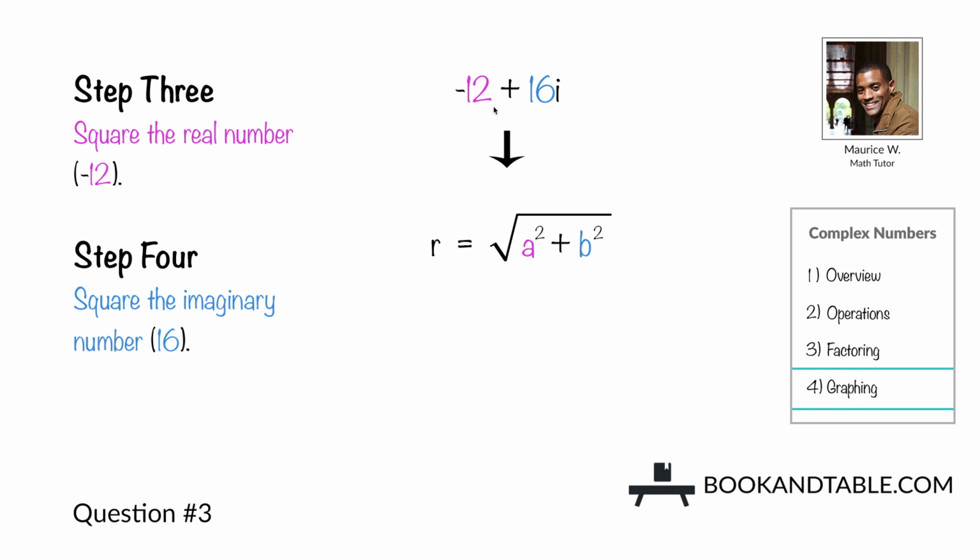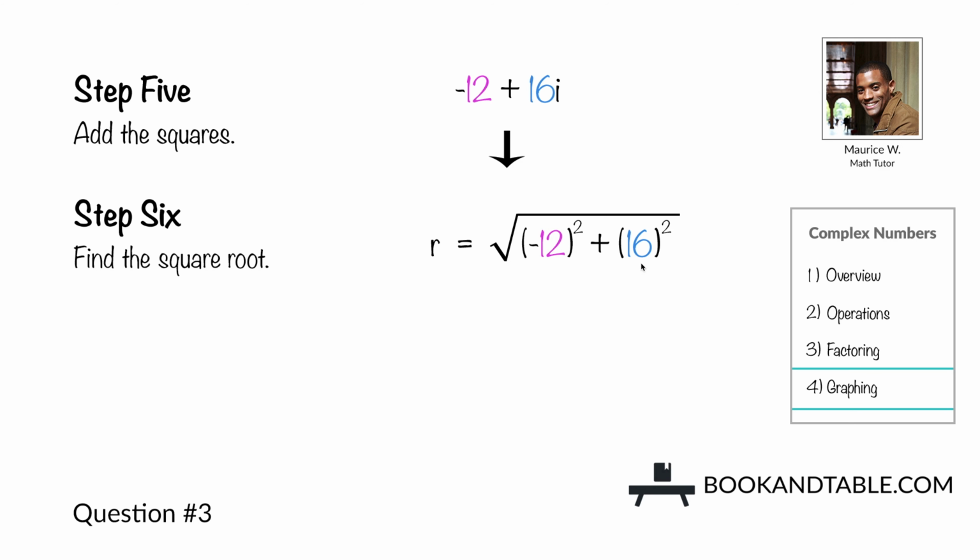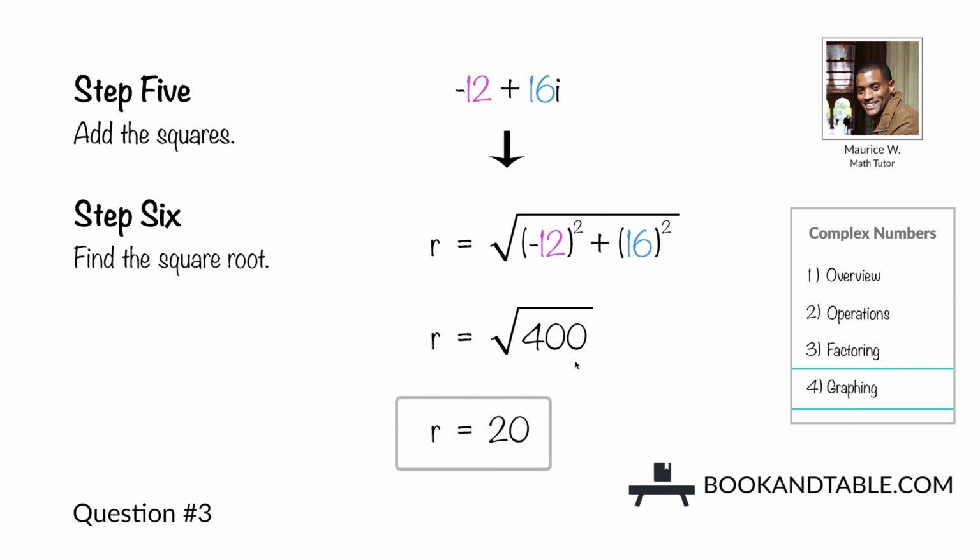So step 3, square the real number, -12. Step 4, square the imaginary number 16. Step 5, you then add the squares and then find the square root. So the modulus is equal to the square root of negative 12 squared, which is 144, plus 16 squared, which is 256. 256 plus 144 is equal to 400. And the square root of 400 is equal to 20. So the modulus for negative 12 plus 16i is equal to 20. So that is how you go about calculating the modulus for a complex number.